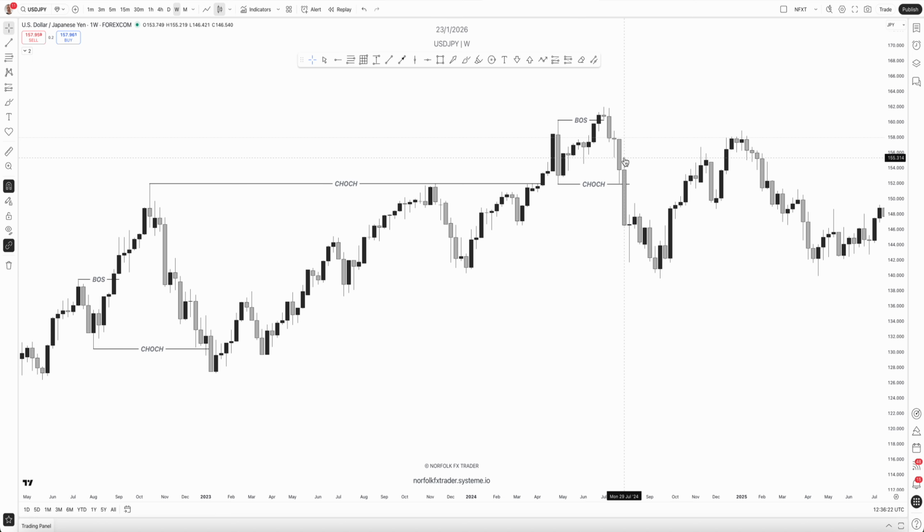So once we push to the downside here, that's going to create a new high here. This becomes my current high in the market. And then we're going to have a new low that we formed down here.